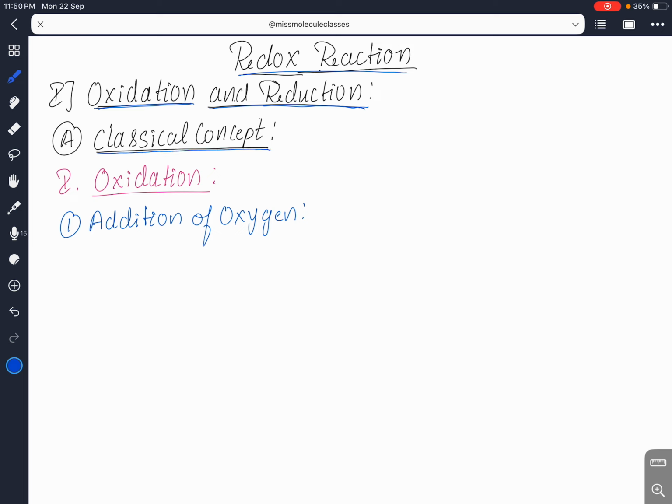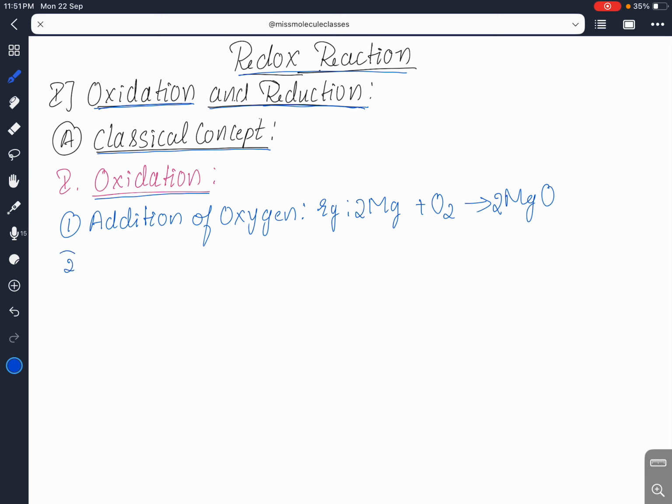So first we will start with oxidation reaction. Addition of oxygen is oxidation. To understand this, we will consider an example: when magnesium reacts with oxygen, it is going to form magnesium oxide. Let me balance this reaction here. 2 oxygen are there on the left hand side, so let me balance the right hand side by 2. So here also it is 2.